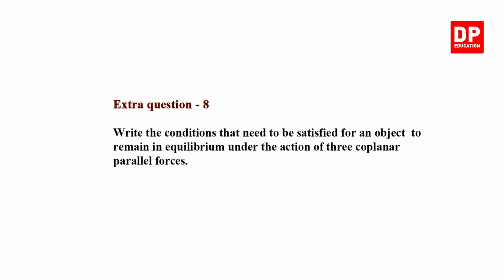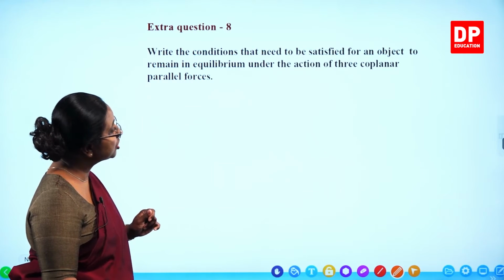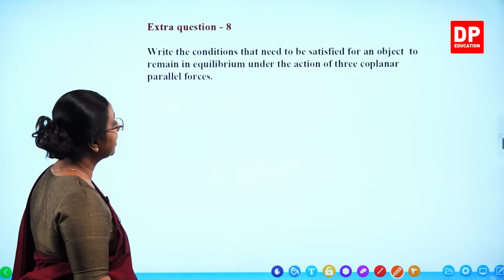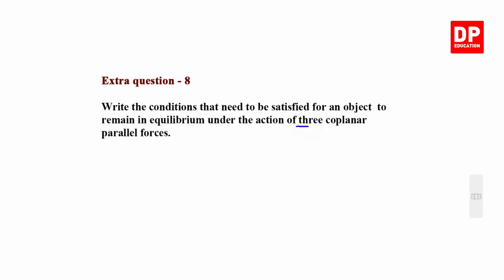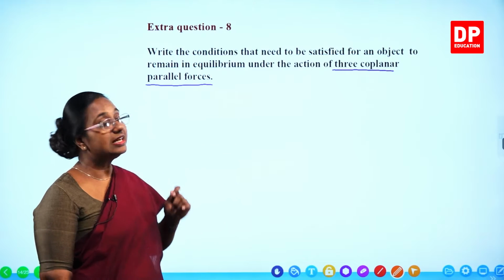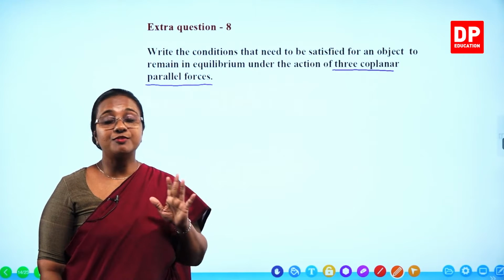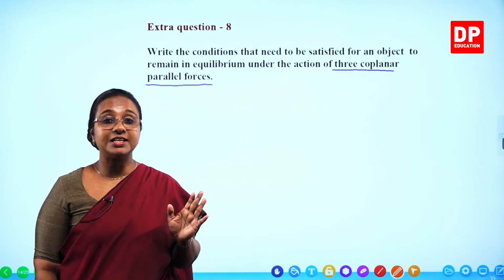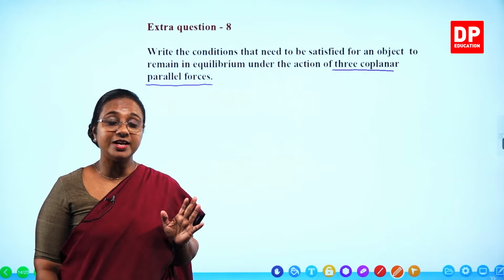Extra question 8. Write the conditions that need to be satisfied for an object to remain in equilibrium under the action of 3 coplanar parallel forces. Under the action of 3 coplanar parallel forces. So, for an object to be under equilibrium under the action of 3 coplanar forces, what are the conditions that need to be satisfied?